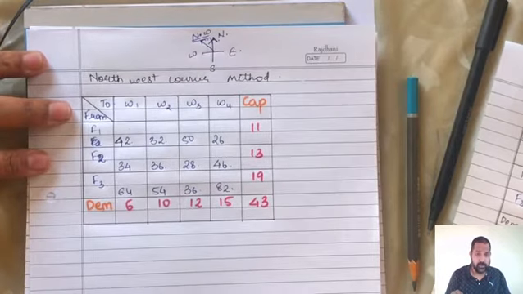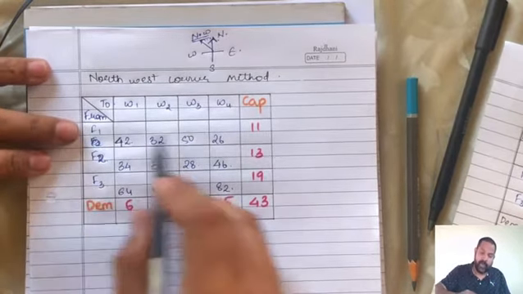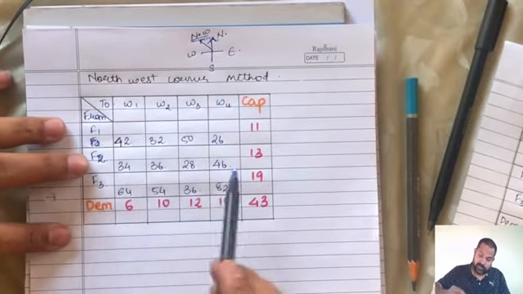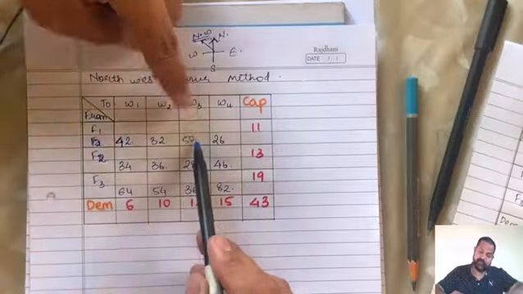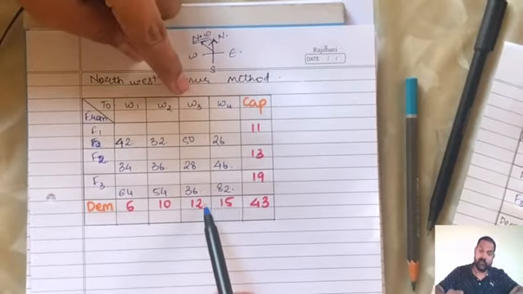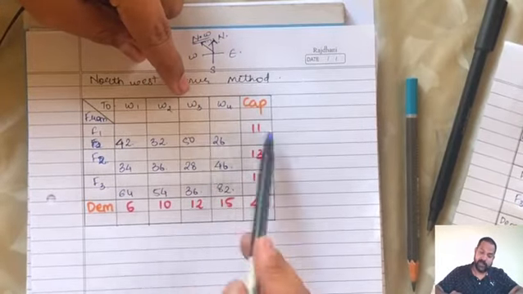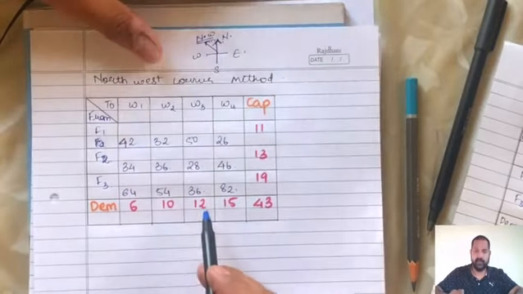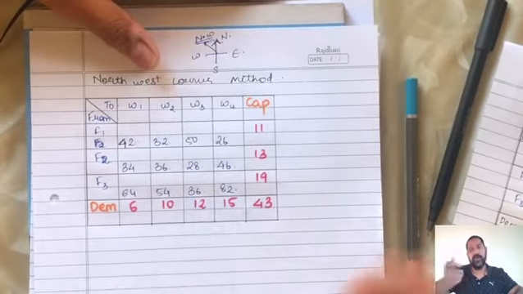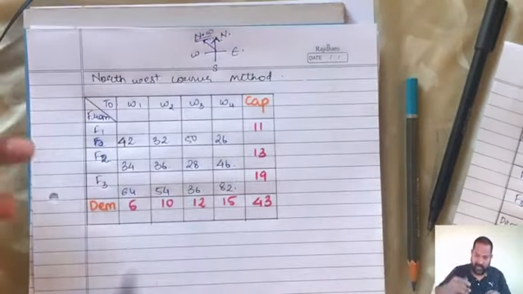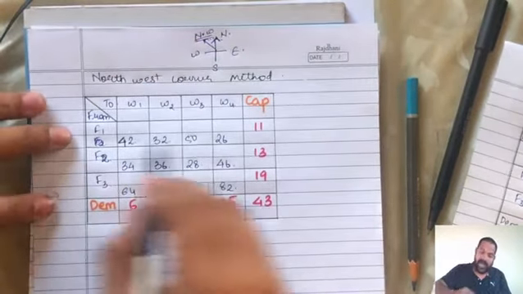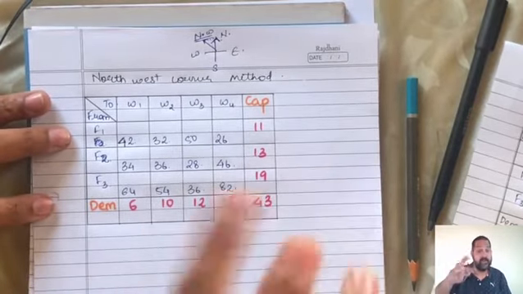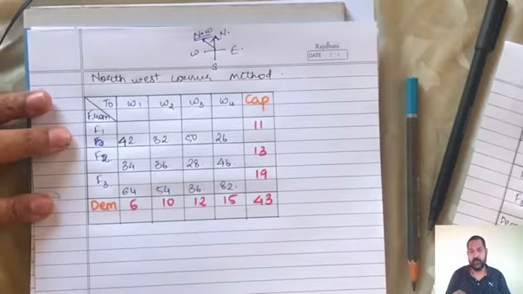Suppose the cell I chose was not F1 W1, but F1 W3. F1 has a capacity of 11 and W3 has a demand of 12. What will it give then? Will it give 12? How can it give 12? I know the demand is 12, but I have a capacity of only 11 units. I can't give you 12 units. That is why you allocate the lesser of the two.